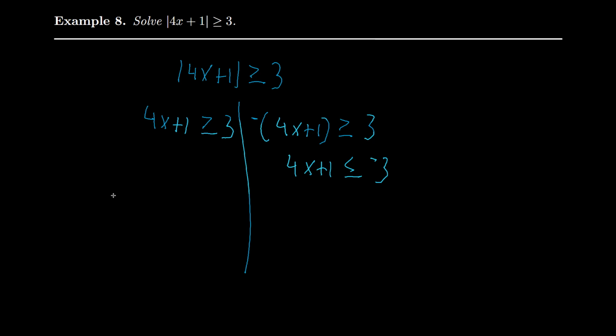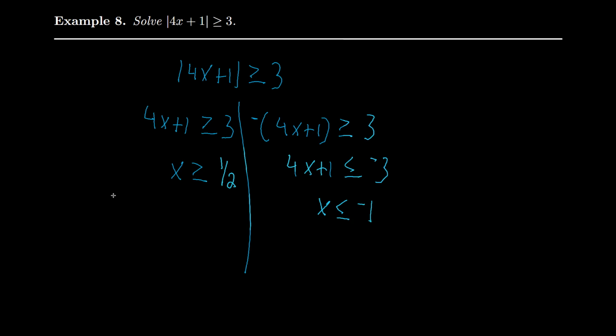We're going to subtract 1 and divide by 4, and there's no negatives in here for us to deal with. So subtracting 1 gives us 2, dividing by 4 gives us 2 over 4, or 1/2. So x is greater than or equal to 1/2. And then over here we're going to subtract 1, which gives us negative 4, and divide by 4, so we'll get negative 1. So x is less than or equal to negative 1. All right, so x is greater than or equal to 1/2, or less than or equal to negative 1.